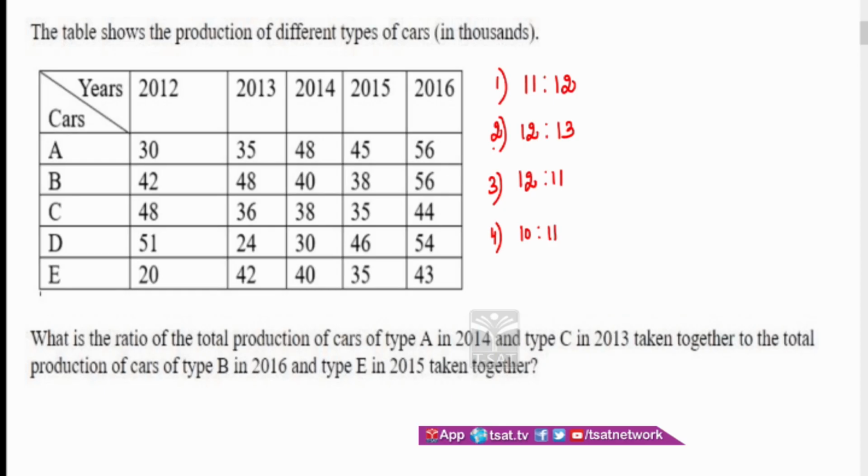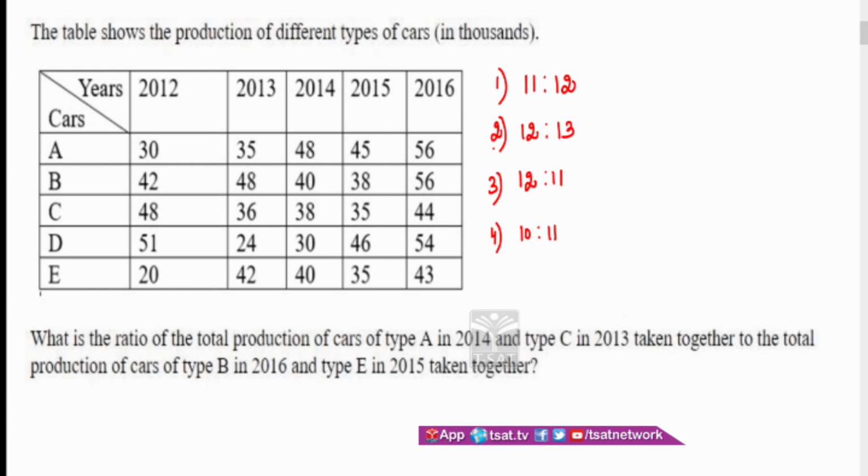Now let's look at the graph given. Now look at the given data. The data is completely given in terms of a table. Now look at the data, what it shows. The table shows the production of different types of cards in thousands. Everything is in terms of thousands, so you don't need to worry about that 1000.